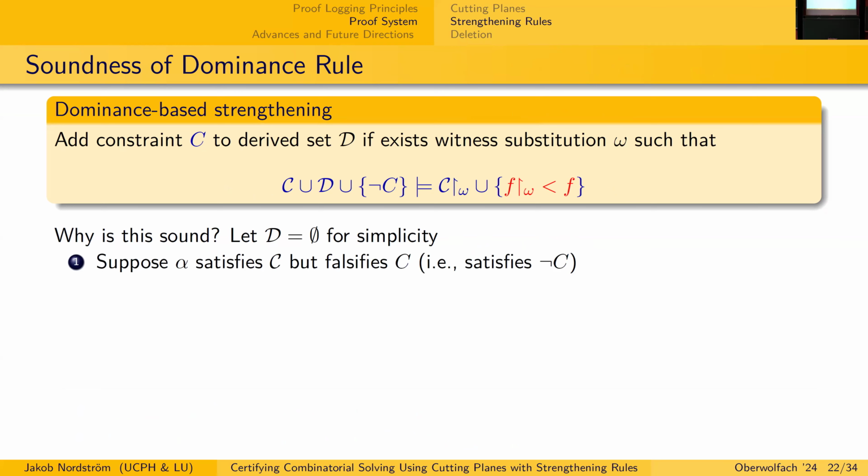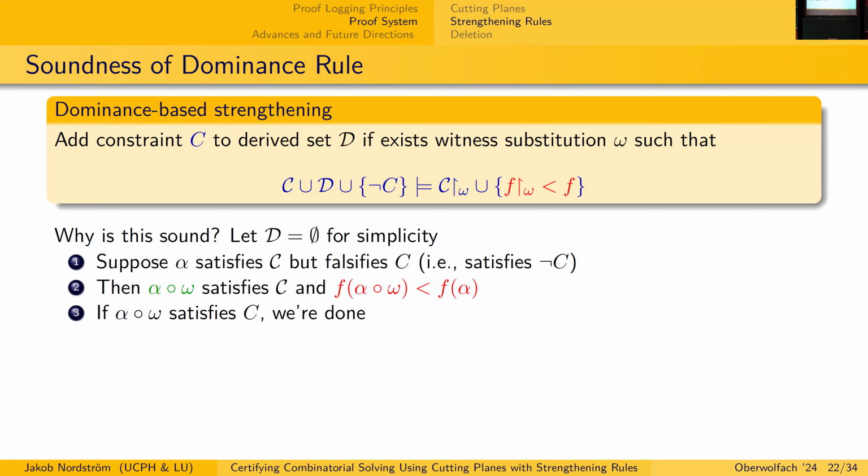Let's suppose that the derived set is empty for simplicity. Well, I have an alpha that satisfies the core set, and let's say that D is empty. If it would satisfy the new constraint C, then we would be happy. So suppose it falsifies C. Well, then again, we know that the left-hand side is satisfied. So the right-hand side is satisfied. And composing alpha with omega gives me an alpha with a strictly smaller objective. That is guaranteed to satisfy the core set. If it satisfies our new constraint, we're done.